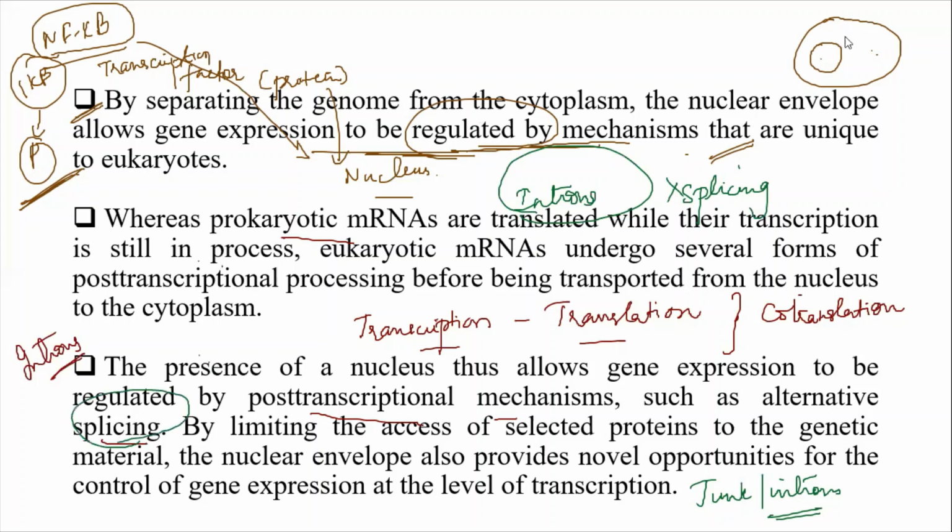Agree? Now, by limiting the access of selected proteins to the genetic material, the nuclear envelope also provides novel opportunities for the control of gene expression at the level of transcription. So what it is saying is that before reaching the stage of translation, there are many ways by which, at the transcription level itself, you can regulate the gene expression.